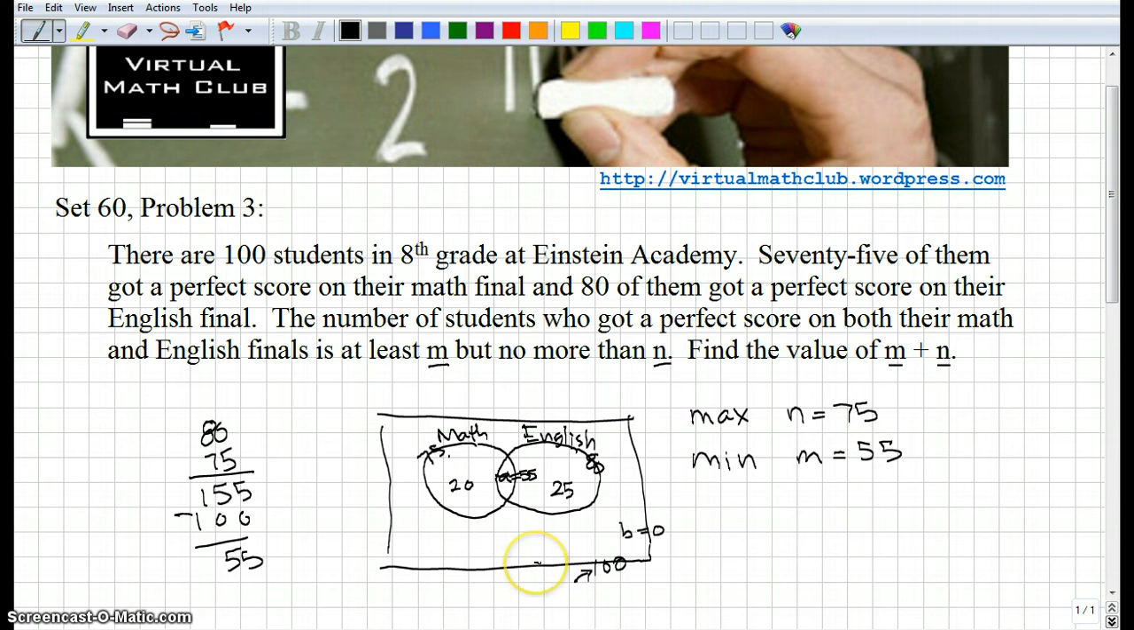Makes sense? We're supposed to find the sum of m and n, so that's not too bad. We'll just add that up, and we get 130.